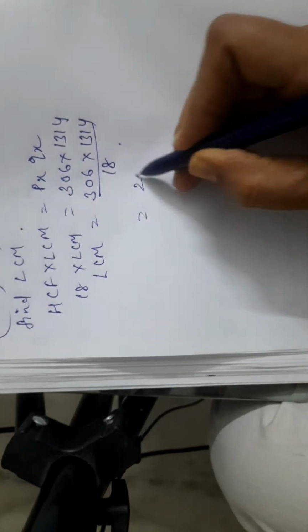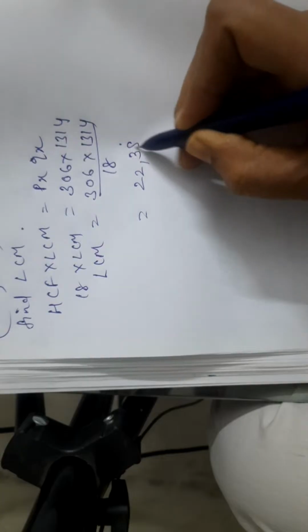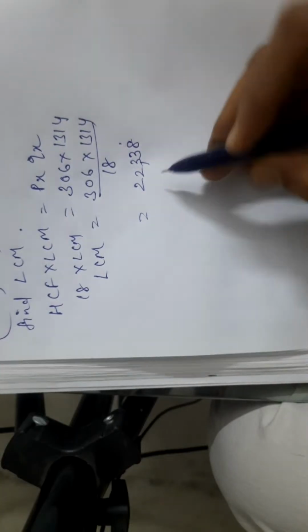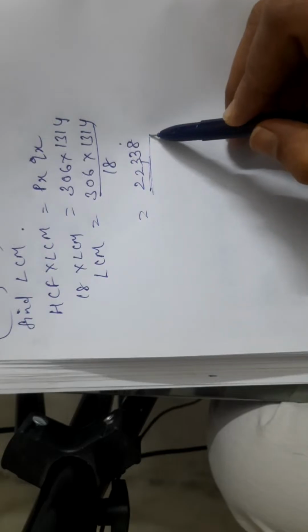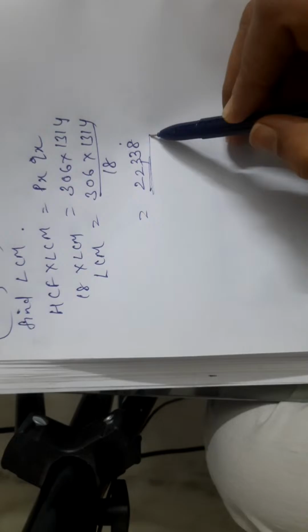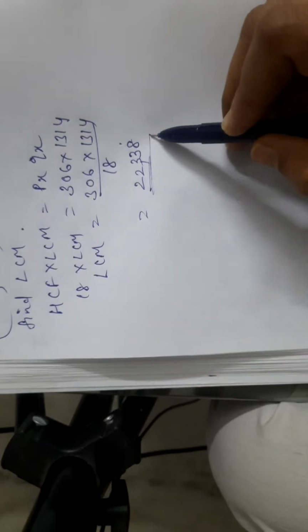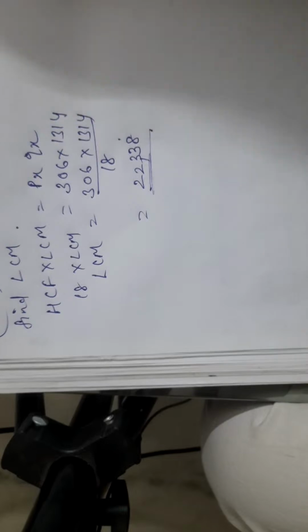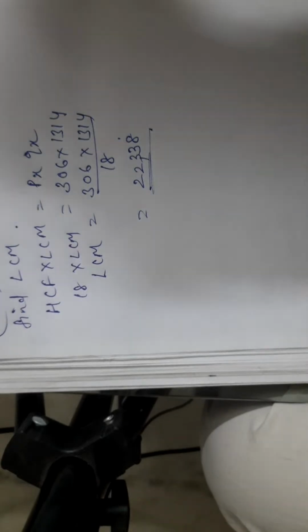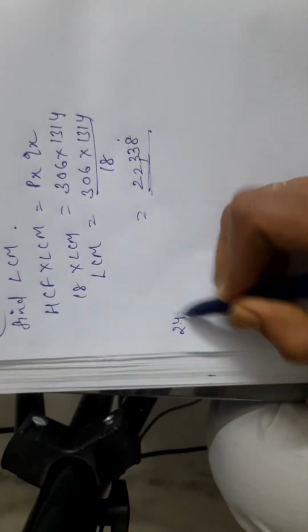So after calculation, okay, the answer will be 22,338. Vivek, check the answer. Okay, got the same: 22,338. So we completed the 23rd question. Now let's start with the 24th question. So the 24th question is given.